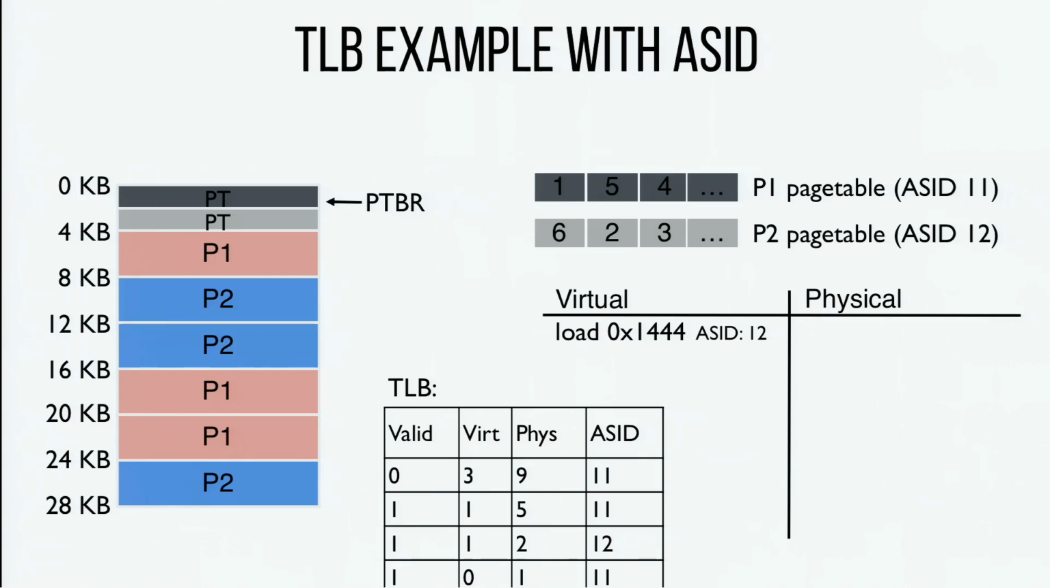All right, so let us look at that. Final example, I think. All right, so now we have a TLB, and the tag includes the address space identifiers shown in the last column. And let's assume process 2 is running with an identifier of 12. And so when it does a load of 1444, can you tell from this what the physical address should be?